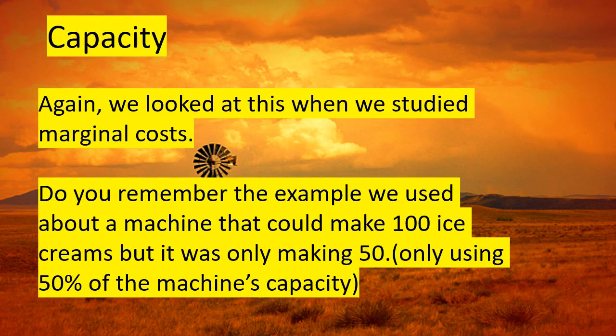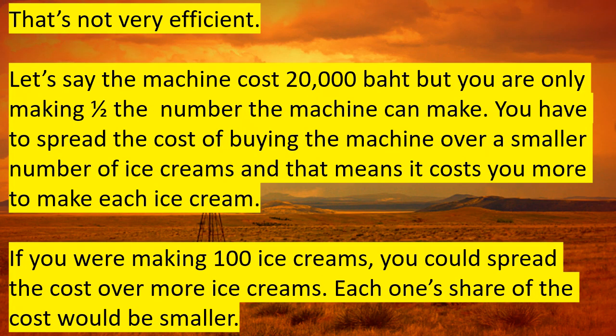So now we're going to look at capacity. And again, we looked at this when we studied marginal costs. Do you remember the example we used about a machine that could make 100 ice creams, but it was only making 50, so only using 50% of the machine's capacity. That's not very efficient. Let's say the machine costs 20,000 baht, but you are only making half the number that the machine can make. You have to spread the cost of buying the machine over a smaller number of ice creams. And that means it costs you more to make each ice cream.